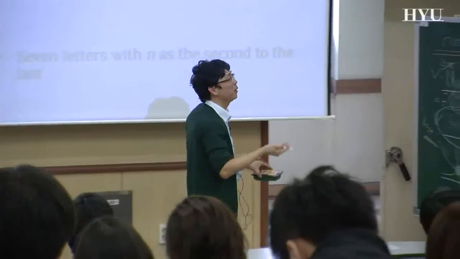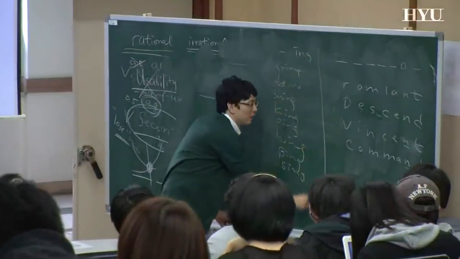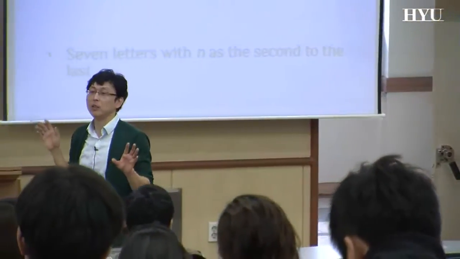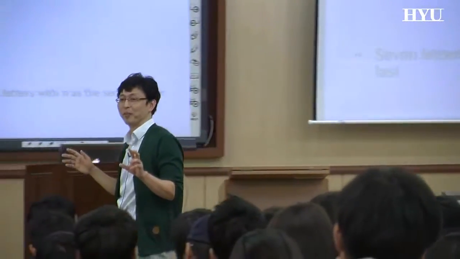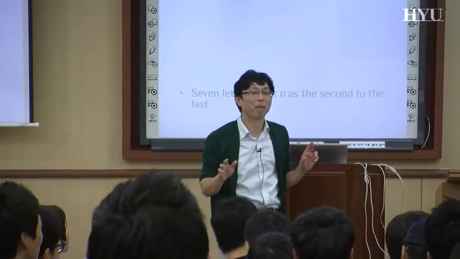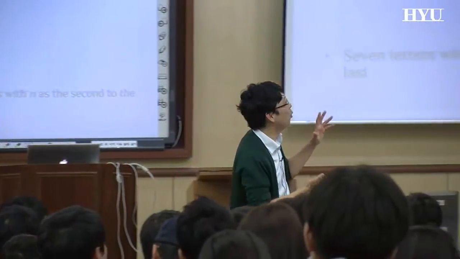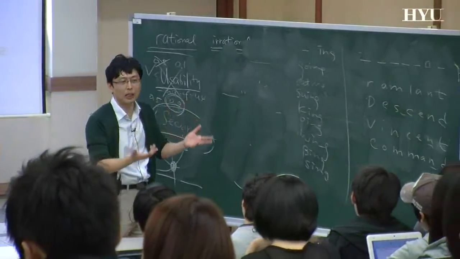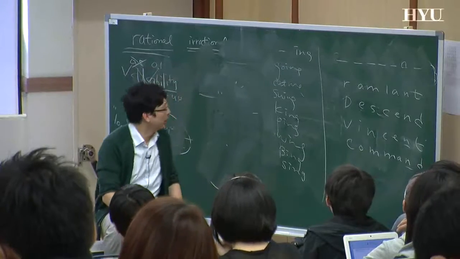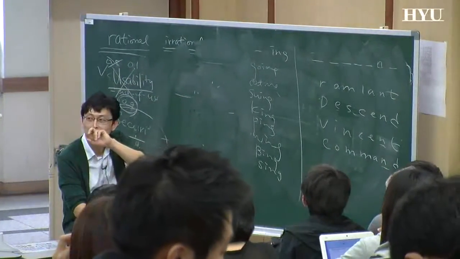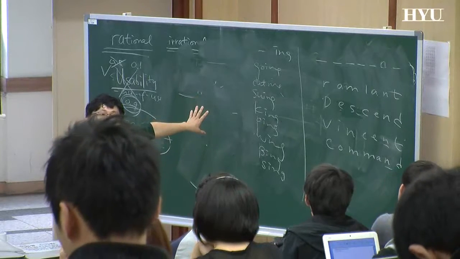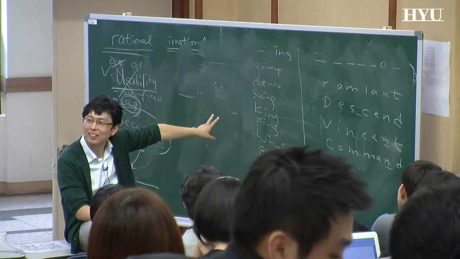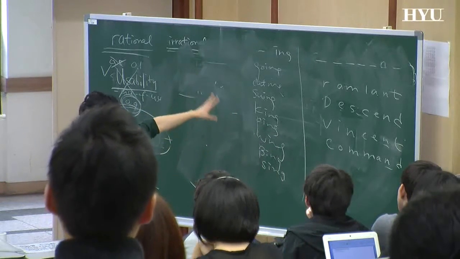So, okay, based on these two, just guess which word is more likely in your English dictionary. An ing word or an N word second to the last? Which one is more likely included in your dictionary? This one, isn't it? But actually, if you count it, this one is three times more than this one. Why did this happen? Because this one is representative.